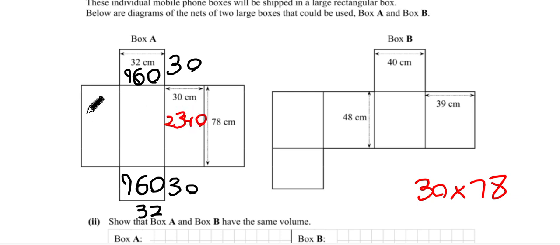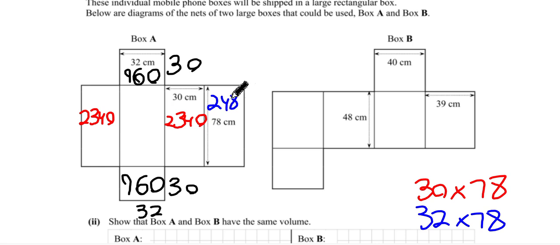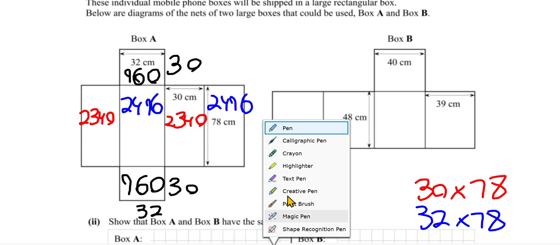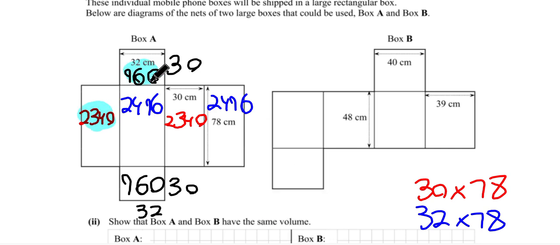So that's that one there and that one there. Now, what's 32 multiplied by 78, which is the last side? 2,496, thank you, and another 2,496. Would you be so kind as to add all the sides together for me and get me an answer for box A? So you have to add up all the individual areas together.